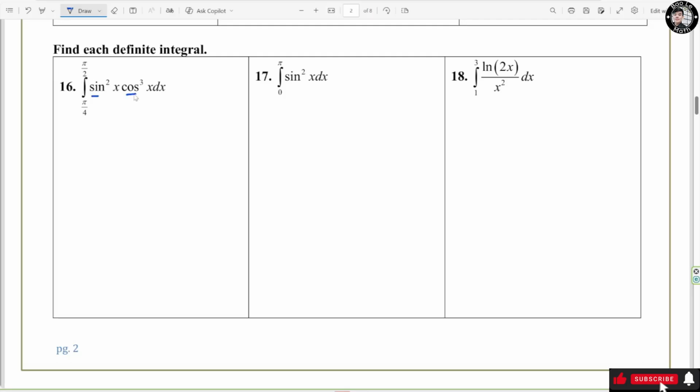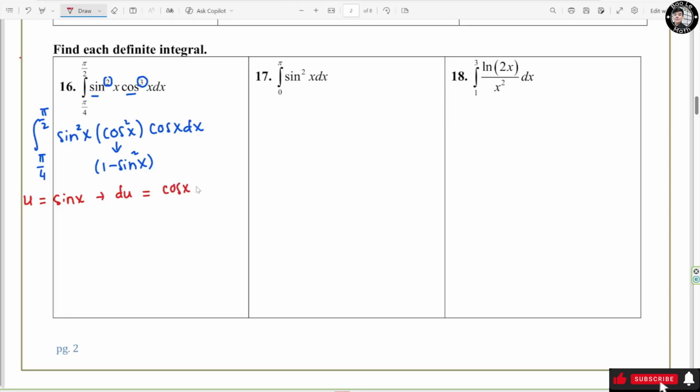This one is the trig substitution. Observe that this guy is the even power and this one is the odd power. You need to write the one with the odd power in terms of the one with the even power, so keep that in mind. So this guy turns out to be the integral from pi over 4 to pi over 2 of sine square of s times cosine square of s times cosine s ds, right? Now cosine square of s, I can rewrite as 1 minus sine square of s. Now I'm going to do u substitution, so I have u equals sine s, so then du equals cosine s ds.